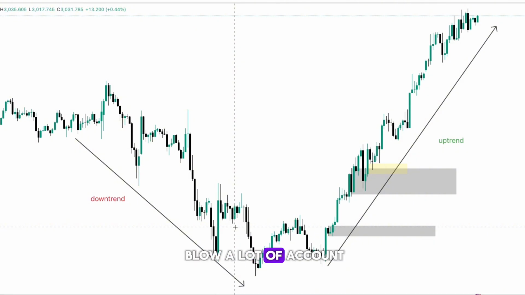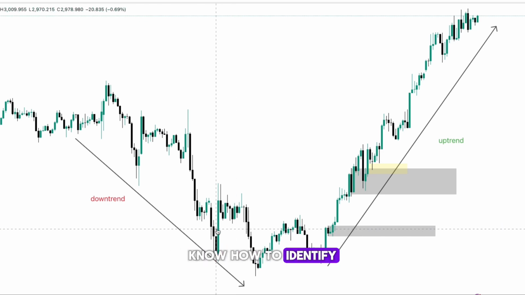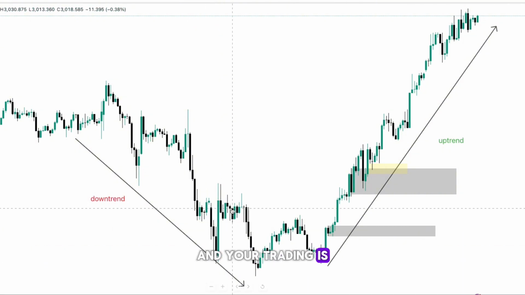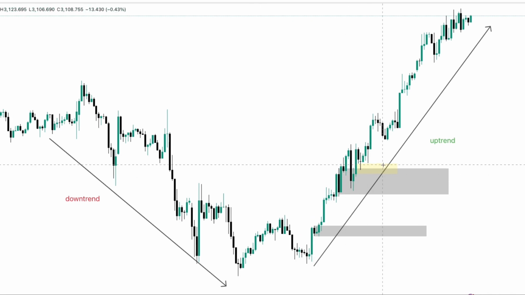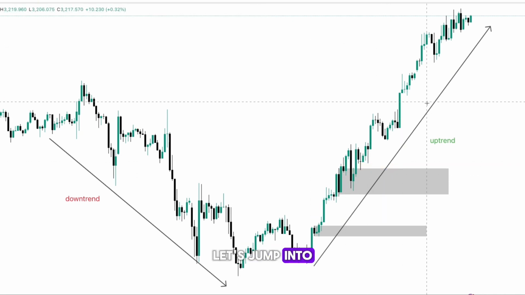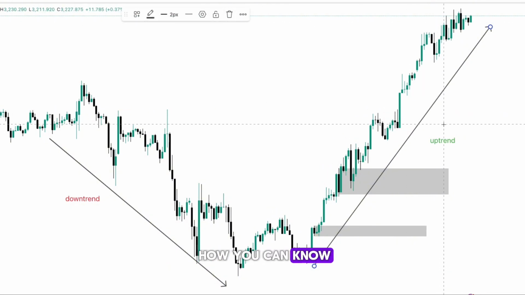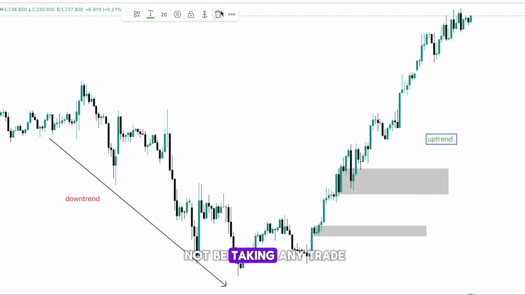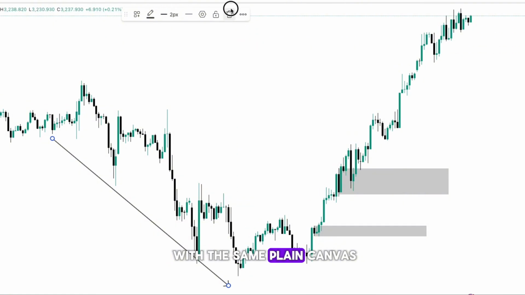You are going to blow a lot of accounts if you don't know how to identify this. It happens to me, it happens to every one of us. So you need to make things easy, to cut your journey short, know how to identify this trend. That's the reason why I'm doing this video. Know how to identify this trend, and your trading is going to be easy. So with that said, this is how to follow the trend. Let's jump into how you can know when the trend is reversing and when you should not be taking any trade. Let me quickly delete this so we can work with the same clean canvas.